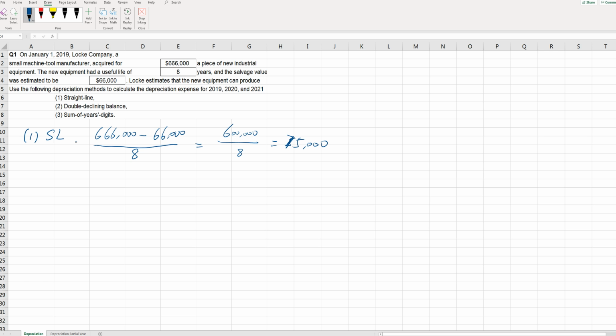The answer for 2019, 2020, and 2021 will be the same because this is the straight line method. Every year we take the same amount of depreciation for this asset. So, second, the DDB.